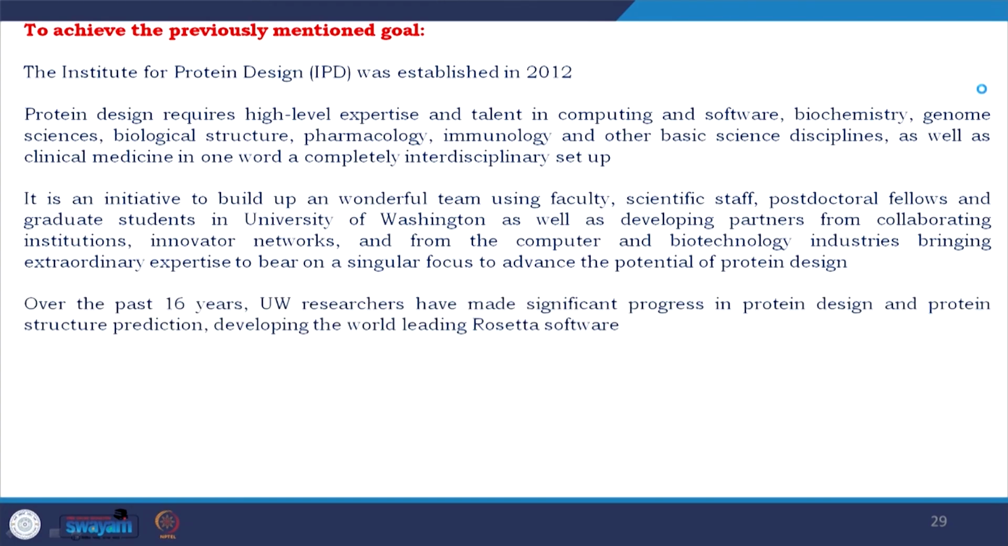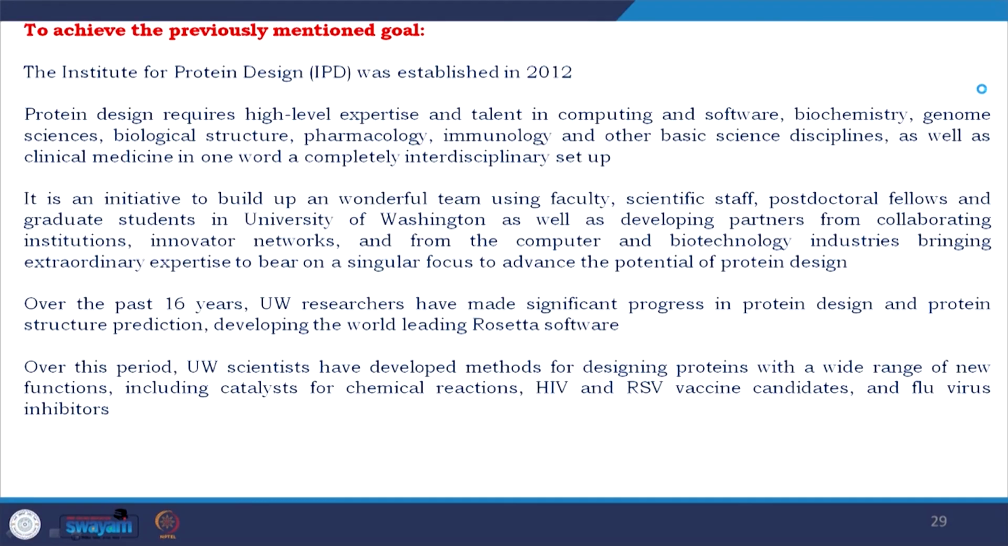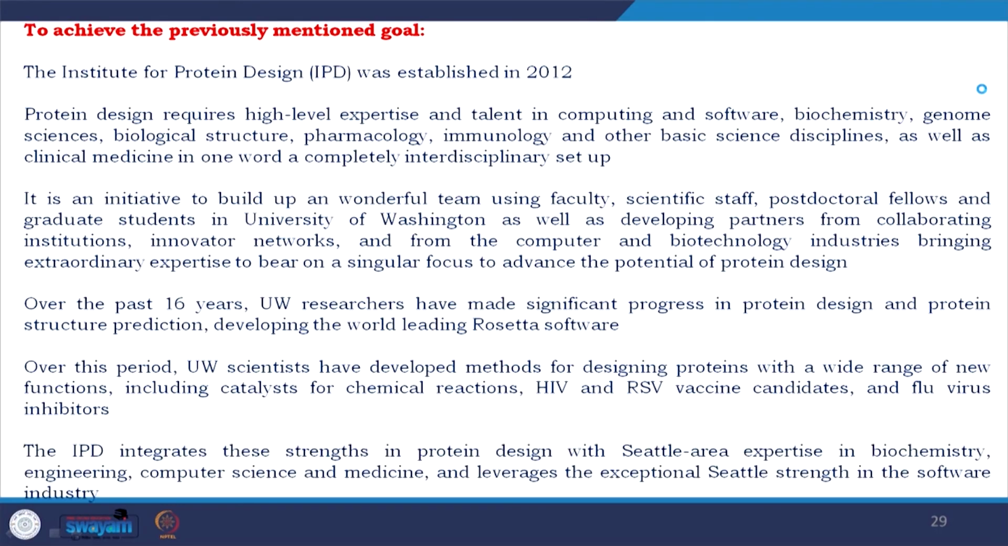Over the past 16 years, University of Washington researchers have made significant progress in protein design and protein structure prediction, developing the world leading Rosetta software which I talked about earlier. Over this period, those scientists have developed methods for designing proteins with a wide range of new functions, including catalysts for chemical reactions, HIV and RSV vaccine candidates and flu virus inhibitors. The IPD integrates the strengths in protein design with Seattle area expertise in biochemistry, engineering, computer science and medicine, and leverages the exceptional Seattle strength in the software industry.